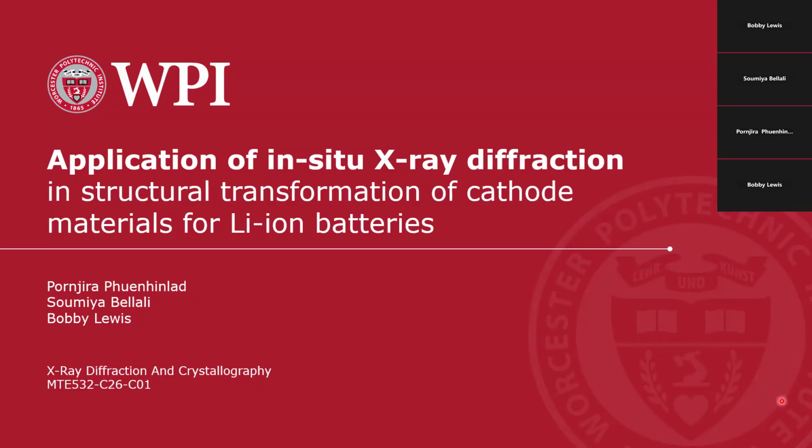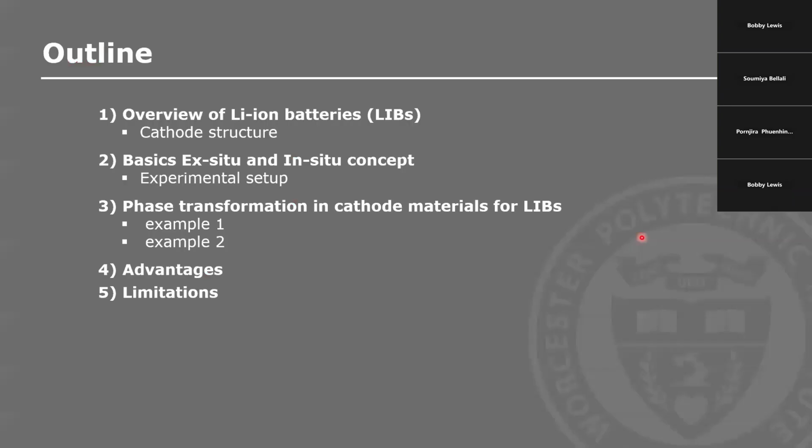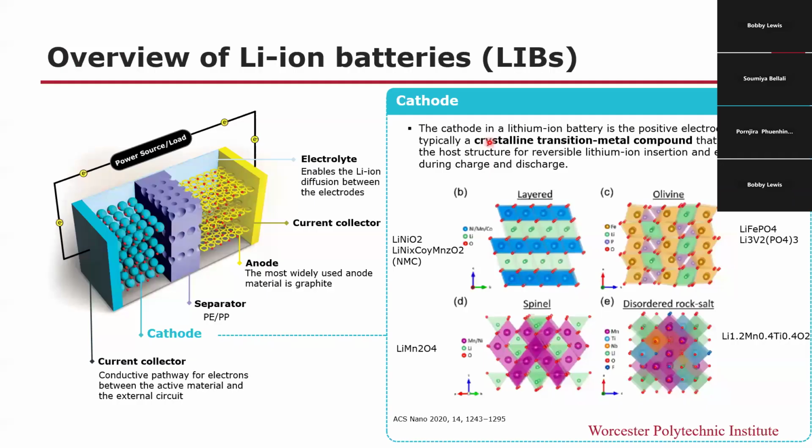So, hello everyone. Today we will be presenting our term project, which is the application of In-situ XRD in structural transformation of cathode materials for lithium-ion batteries. Lithium-ion batteries are rechargeable electrochemical energy storage devices that consist of five main components: the anode, the cathode, the electrolyte, the separator, and the current collectors.